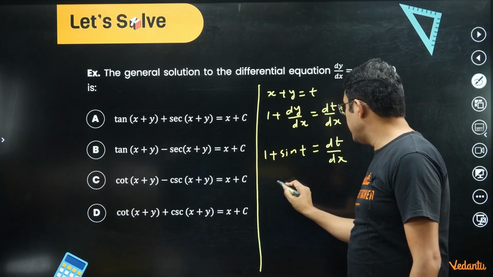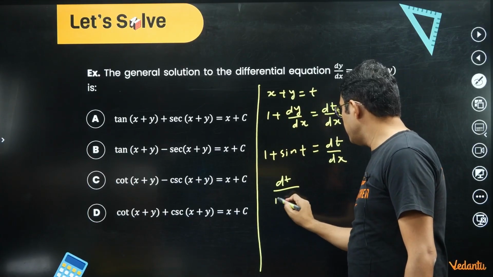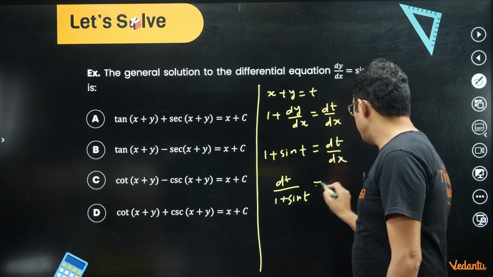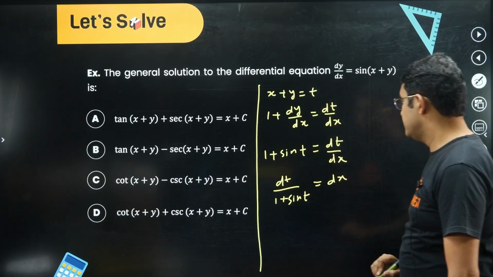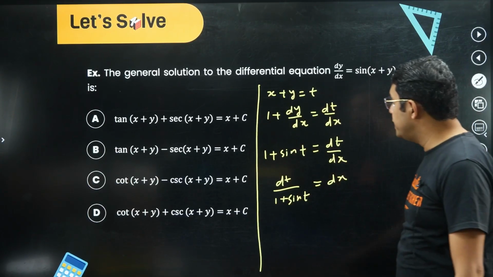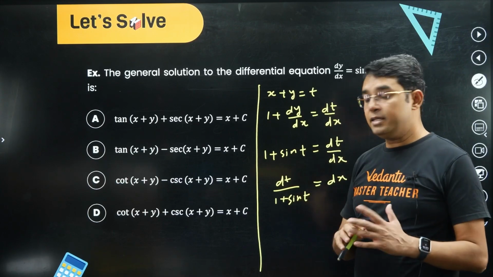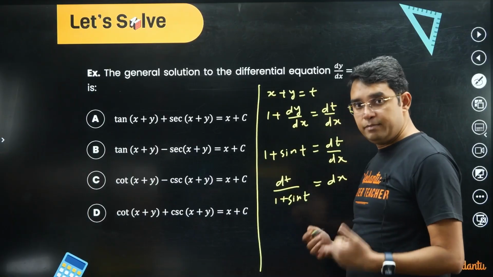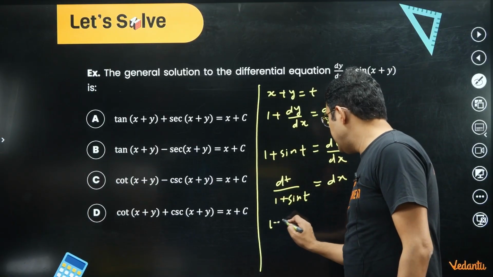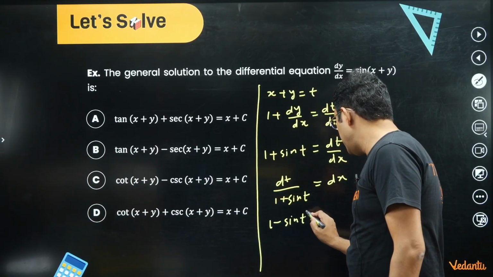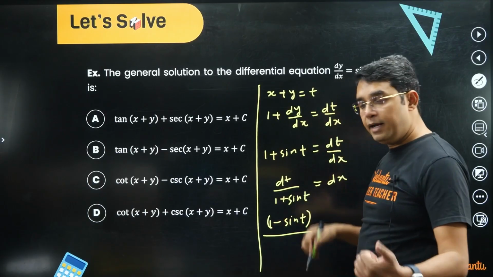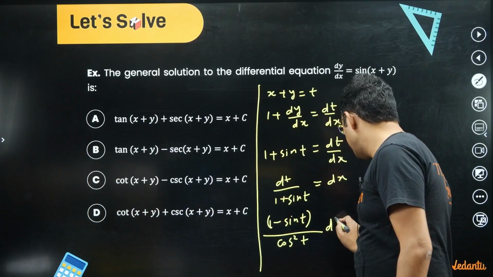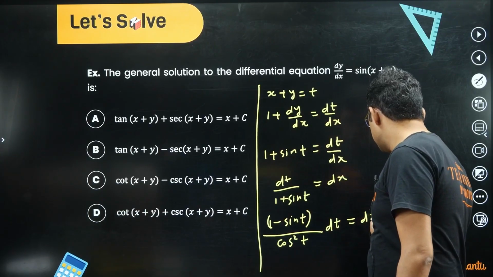So from this we are getting dt upon (1 plus sine t) is equal to dx. Variable separable, we can integrate it directly. Now to integrate this 1 plus sine t in the denominator, there can be two methods. One method is my favorite method, I will say, that you multiply by (1 minus sine t) in numerator and denominator. So this will become (1 minus sine t) upon cos square t dt is equal to dx.